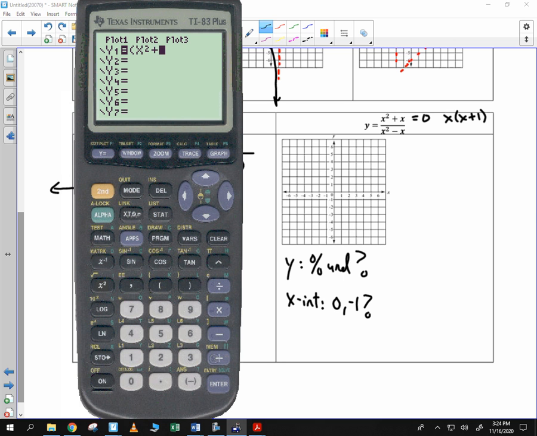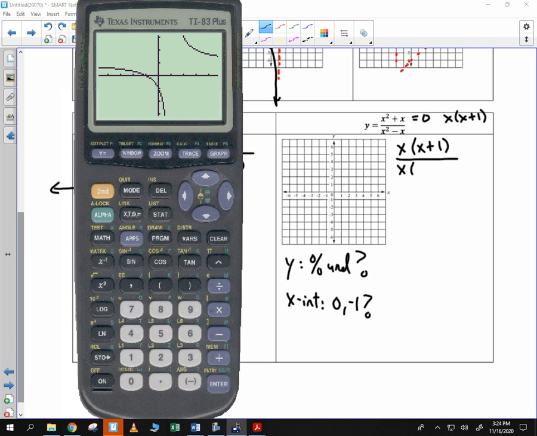X squared plus x, and I divide that by x squared minus x. Make sure you put parentheses around those. Okay, that's interesting. Why do we get that? Well, what do you notice you can do? You can factor an x out of the top and you get x plus 1. You can factor an x out of the bottom and you get an x minus 1. So notice how those cancel. Okay? So this is what the graph wants to look like.